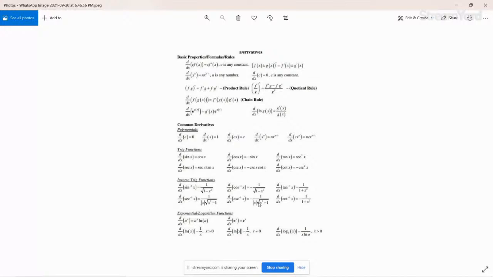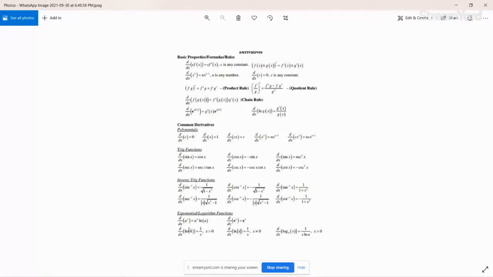For cosec inverse x, it's the same as sec inverse x, just there is a minus in front. Then for cot inverse x it is minus of 1 by 1 plus x square. So you can see there is some similarity. For sine and cos, it's the same, just there is a difference of sign. For tan and cot also the same, just there is a minus sign for cot, and for sec and cosec also there is a minus in front in case of cosec inverse x.